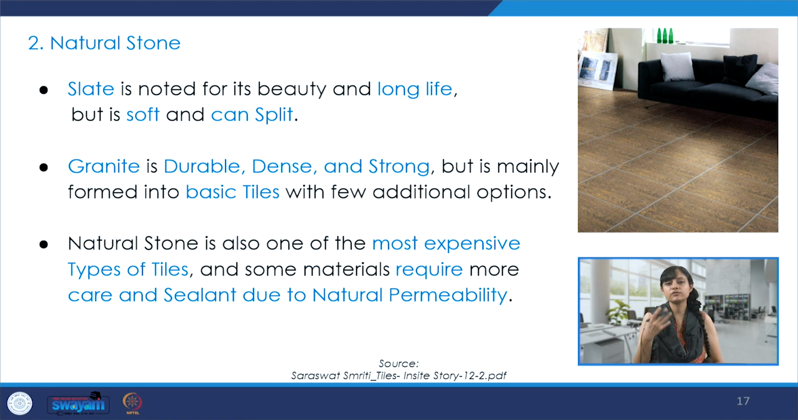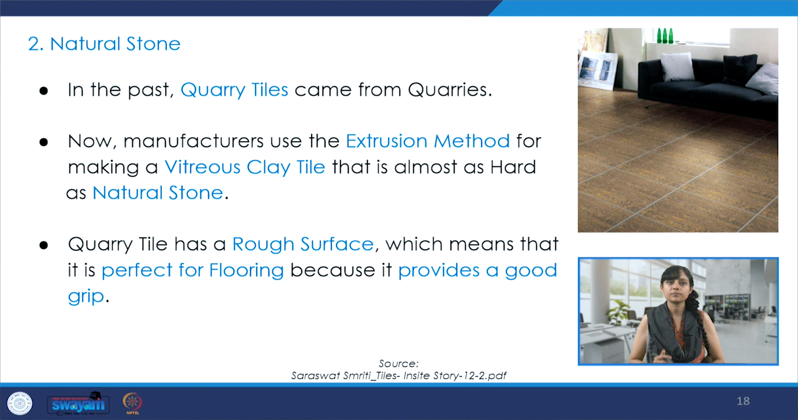So, these aspects have to be understood, and it comes over a period of time with experience and while working on the ground, doing some research studies on all of these types of tiles. So, continuing with natural stone, in the past, most of the time quarry tiles were used, which came directly from the quarries. But now the manufacturers are using the extrusion method. And that method is used for making a vitreous clay tile, which is almost as hard as natural stone. So, that option is also being practiced.